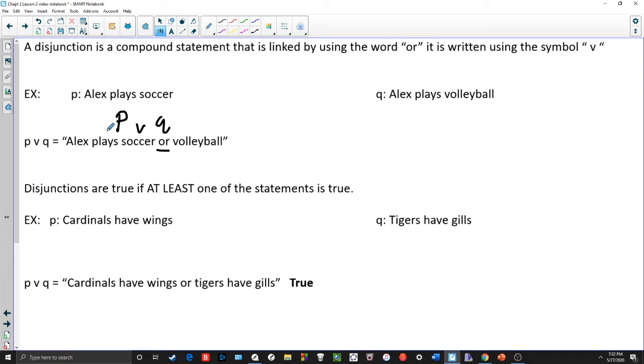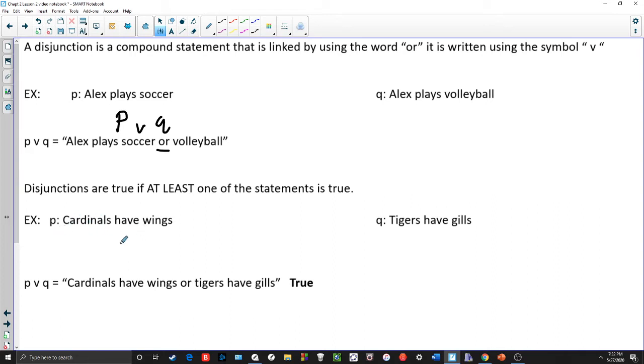Now, the main difference between a disjunction and conjunction, other than using the word or, is that a disjunction is true if at least one of them is true. So all a disjunction needs to be true is for one of the pieces to be true. If just one of them is true, then the entire statement is true, unlike a conjunction where they both have to be.